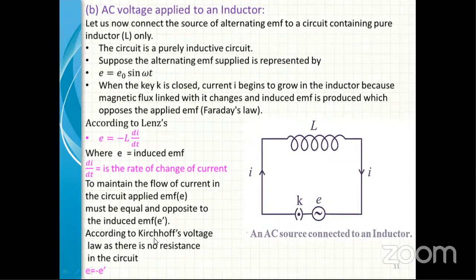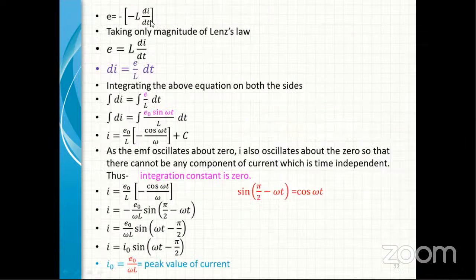And so according to Kirchhoff's law, there is no resistance in the circuit. That means they must be equal and opposite. So this E must be equal in magnitude but opposite in direction to the induced EMF, so this minus sign, minus becomes plus, and from this equation, solving this, we get that when an AC voltage is applied to an inductor, the current lags behind the EMF.